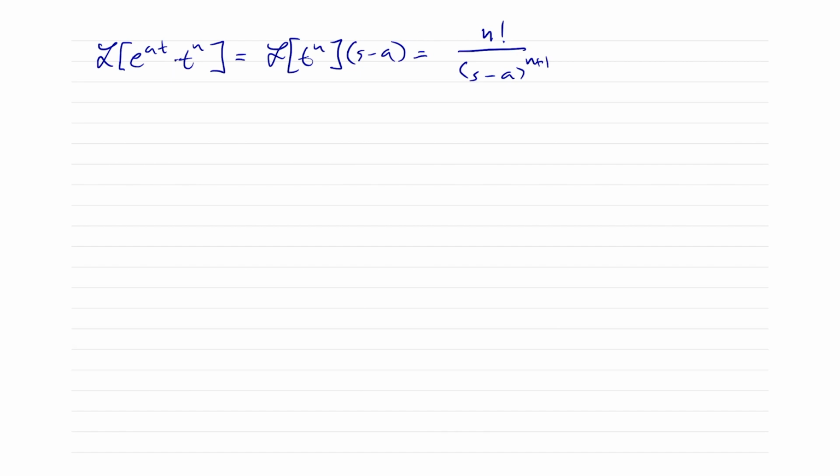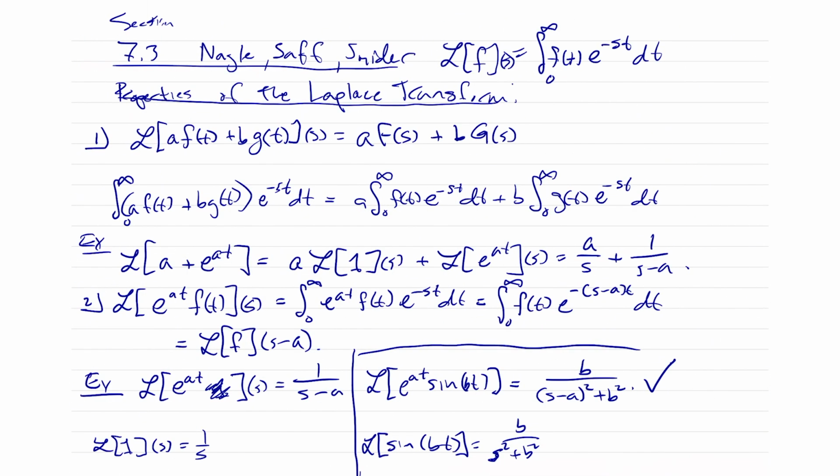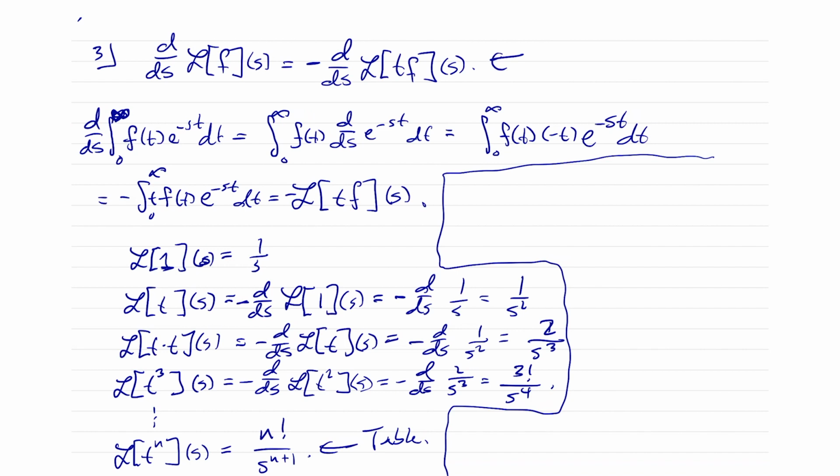That's pretty good so far. Let's see, what do we have? We have the linearity property of the Laplace transform. So this is linearity. And we have the shifting property here. We want to mark this as the shifting property. And now we have the derivative property.